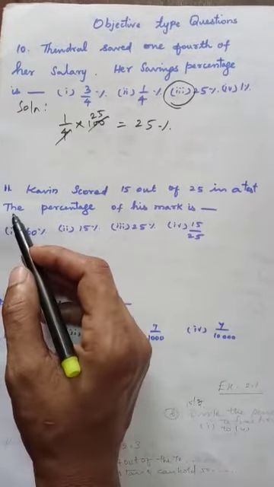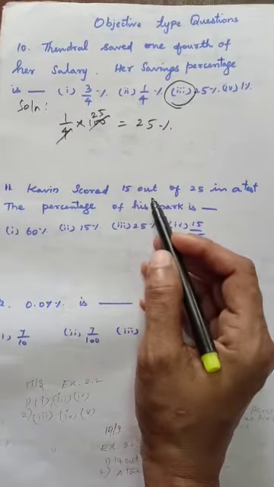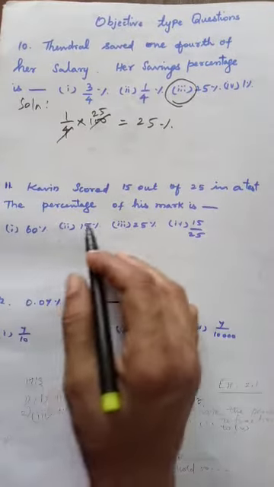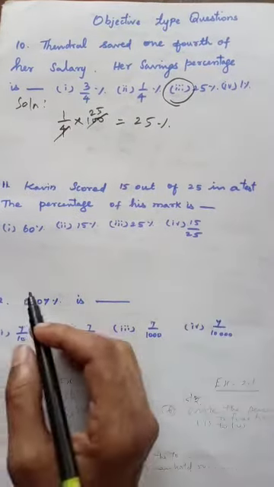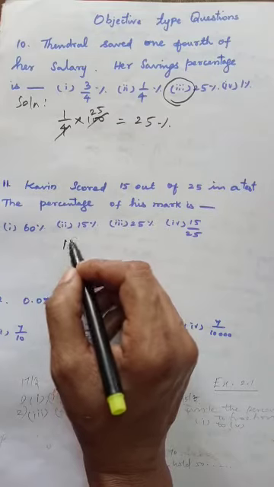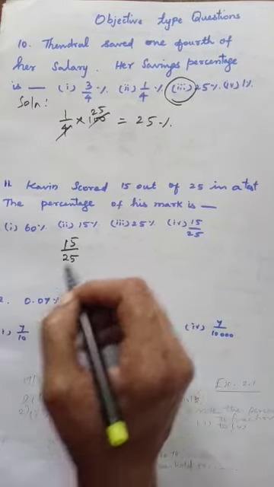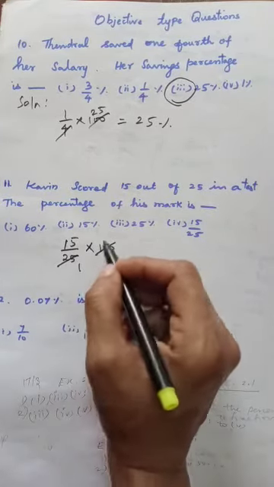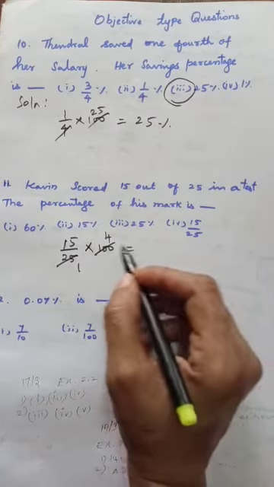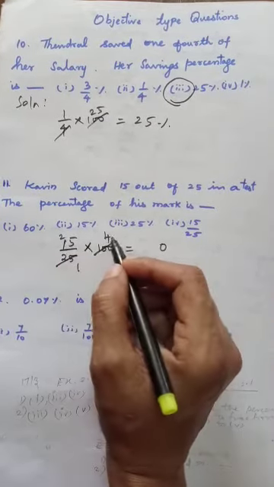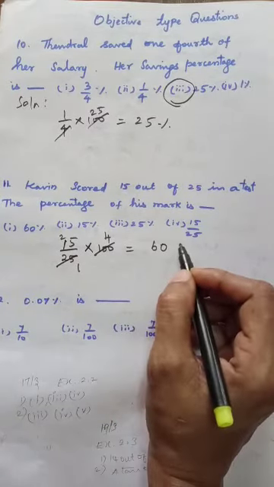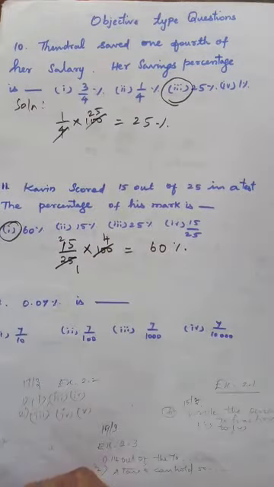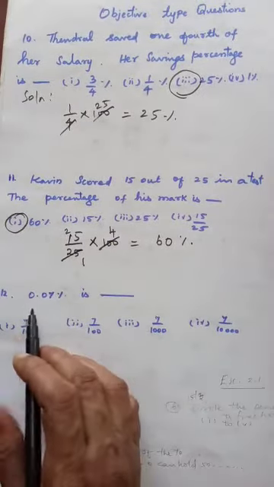Then 11th problem. Kavin scored 15 out of 25 in a test. The percentage of his mark is dash. Okay, he got 15 out of 25, isn't it? You have to see the percentage of this. 25 ones are 25, 4s are 100, isn't it? 5 4s are 20, remainder 2, 4 ones are 4 plus 2 is 6. So 60%. Okay, which option? First one. Okay. Then we shall move to the 12th problem.